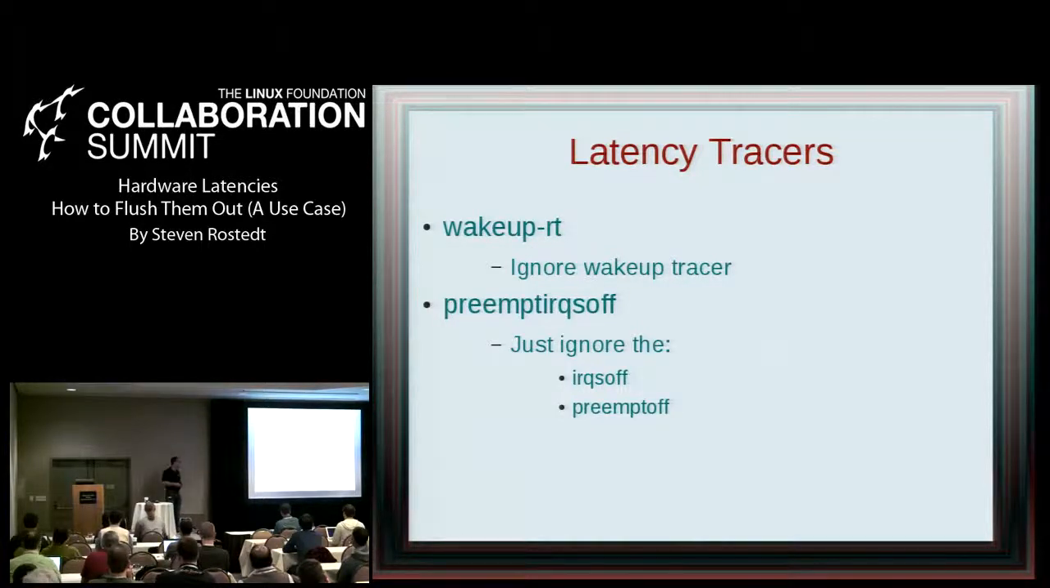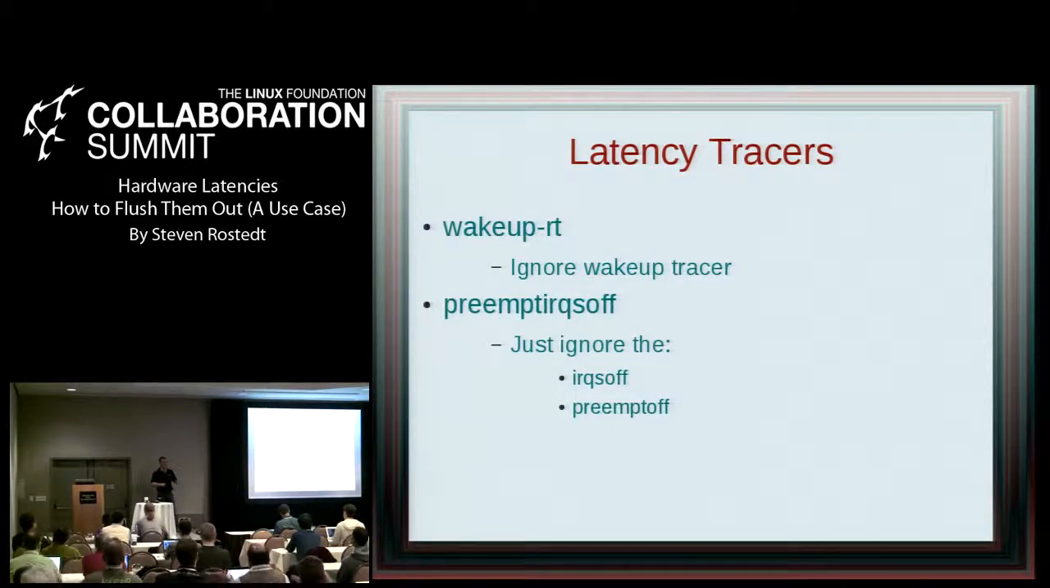The preempt IRQs off, that's another tracer, and that's something I use that actually did help a little bit. Ignore the IRQs off and preempt off, because IRQs off just tells you how long interrupts are disabled. And some people are interested in that. Preempt off just means how long the preemption has been disabled. Well, if you turn interrupts off, preemption's disabled, but that doesn't count. It actually has the kernel saying, I'll keep interrupts on, but I'll turn off preemption. But preempt IRQs off does both. It tells you how long if preemption is off or IRQs are off.